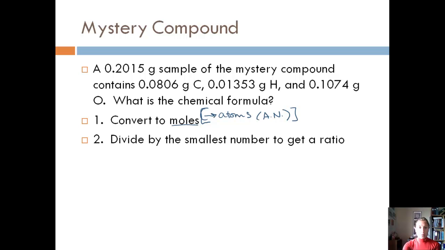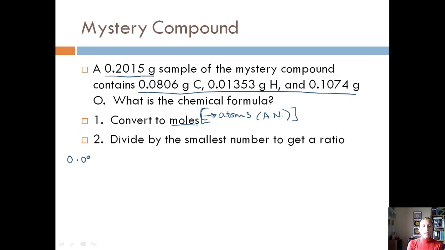Once we get the number of moles for each element, then we're going to divide by the smallest one in order to get a ratio. So we're trying to relate all of the moles of all of our elements to each other. So first, let's convert to moles. So we're given this 0.2015 gram sample, but really what we're interested in is the masses of each element. And so let's start with carbon.